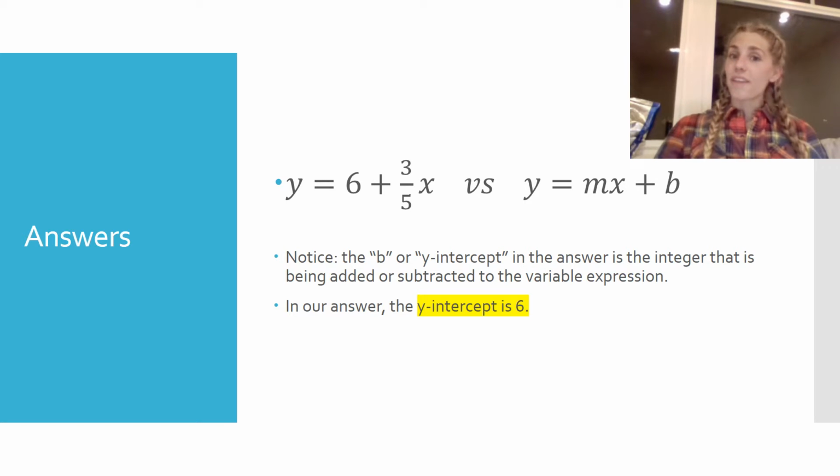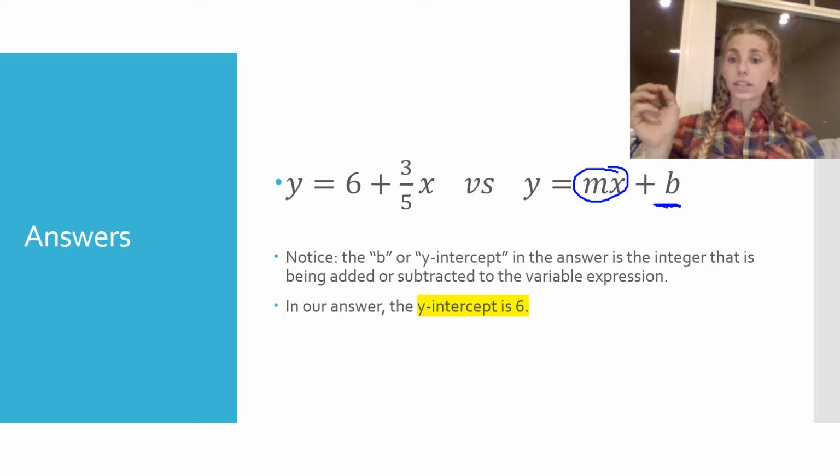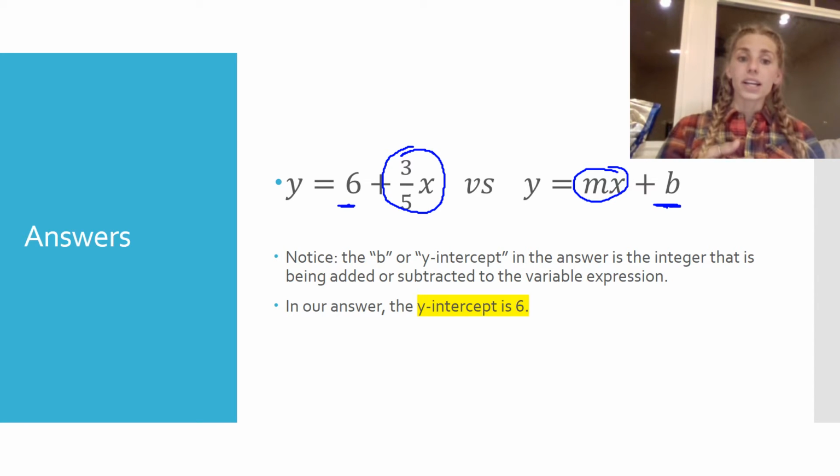If you got that first question right, then you obviously would have gotten the second question right. The b, or the y-intercept, is the integer that's being added or subtracted to the variable expression. Here's the variable expression. Here is the y-intercept. So in our equation, here is our variable expression, 3/5 times x, and here is the number being added to it. It's a positive 6. So the y-intercept is positive 6.